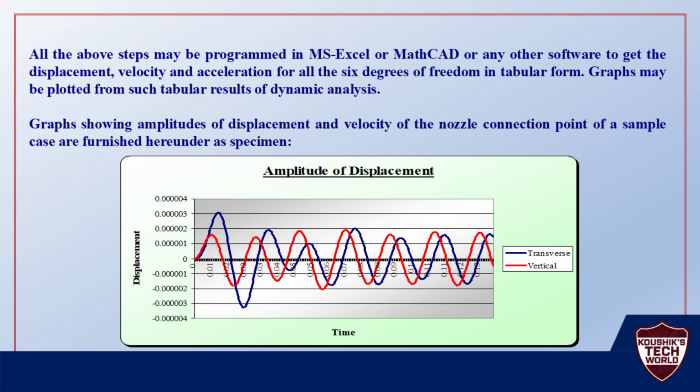Sample graphical outputs of amplitudes of displacement and amplitudes of velocity. It may be noticed that at a specific time step, when the displacement is maximum, the velocity is zero and vice versa. This is exactly what should happen for a simple harmonic motion.